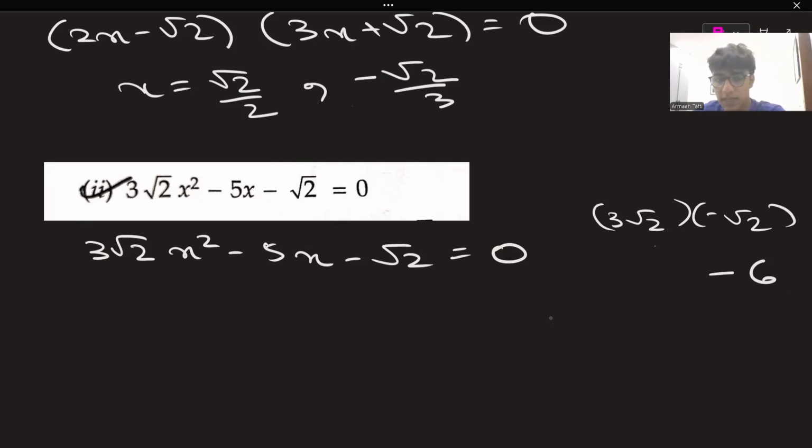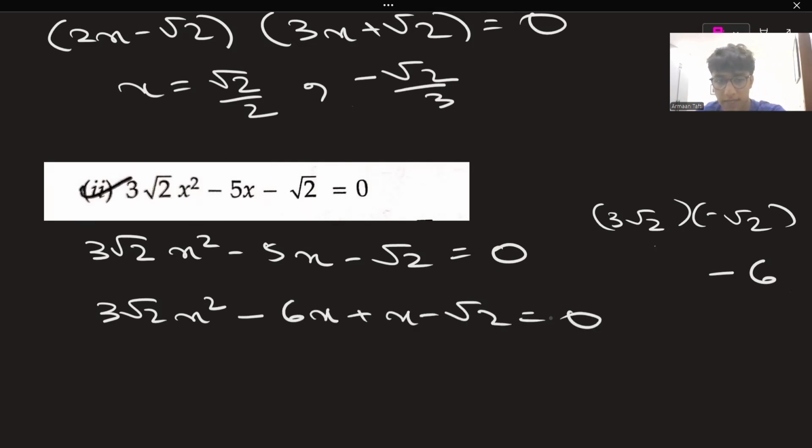And obviously, this is a simple case, so we've got 5x, right? So how can we get minus 6 directly? We can just do 3 root 2x squared minus 6x plus x minus root 2 equals 0, right? Minus 5x multiplies to minus 6, exactly what we wanted. Okay, now the trickier part comes where we have to take out the right factor out common.